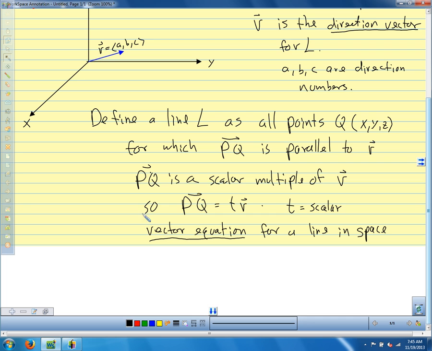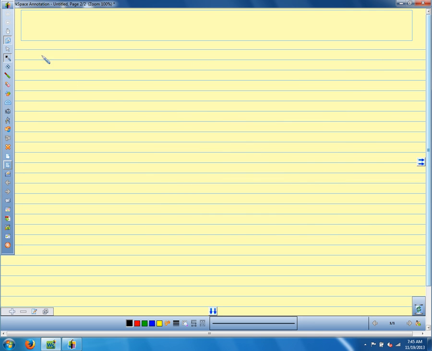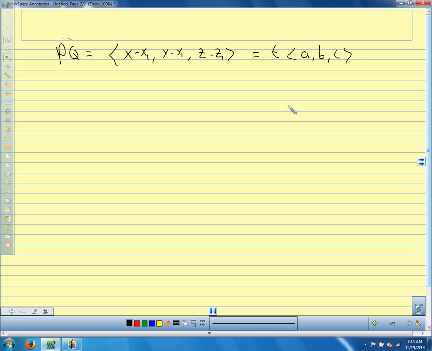We're going to write an expression for PQ. So from our drawing, the vector PQ is the vector x minus x1, these are our components, y minus y1, and z minus z1. So x1, y1, z1, the point P, is some given point that's on the line. And we're going to say that equals the scalar multiple t times our vector v, a, b, c. And a, b, and c are our direction numbers.